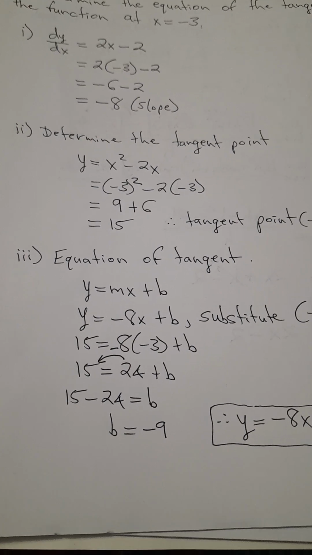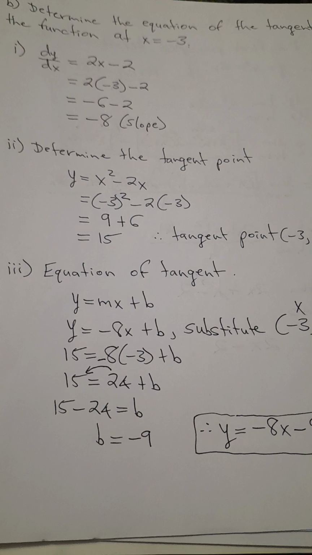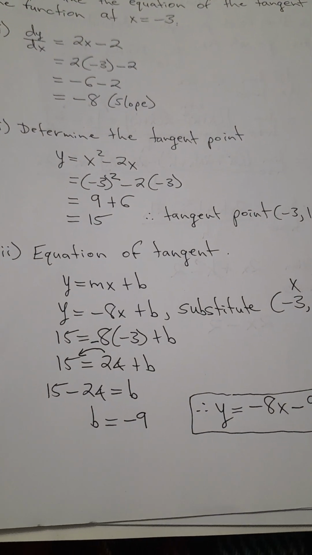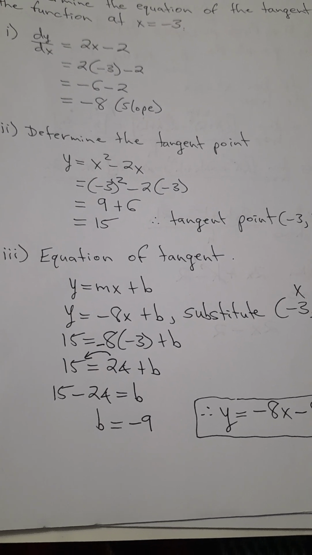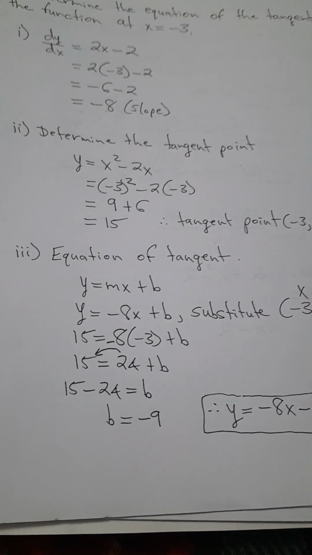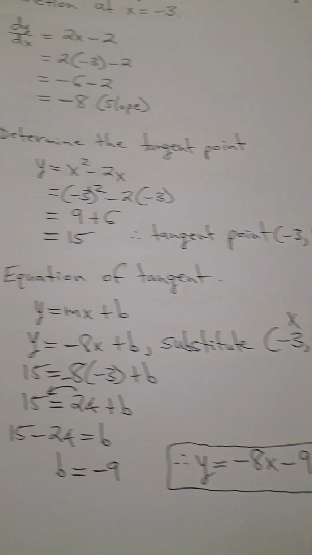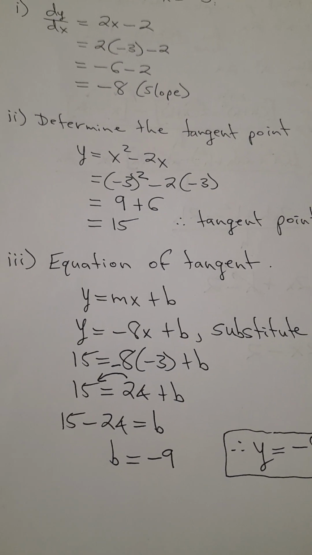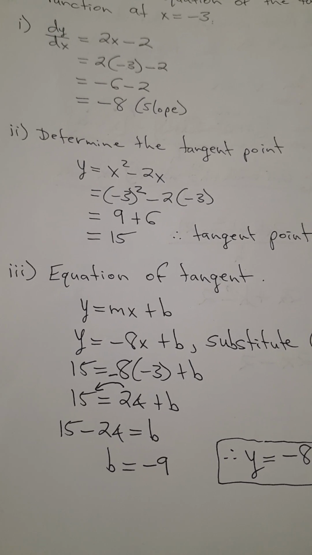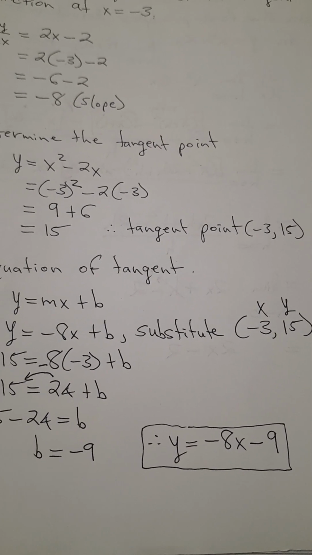In the first step, we're finding the slope because we already found the derivative. You substitute x equals negative 3. And you can see in the second step here, we're finding the tangent point by substituting x equals negative 3 into the original equation. This gives me my tangent point. And in step 3, we can basically substitute the slope as well as my tangent point into the y equals mx plus b equation. And remember, we're always solving for the value of b. This is the y-intercept. And that's our final answer. y equals negative 8x minus 9.